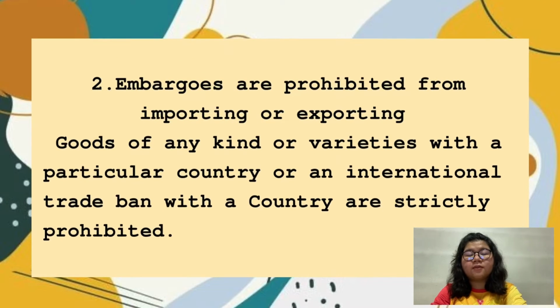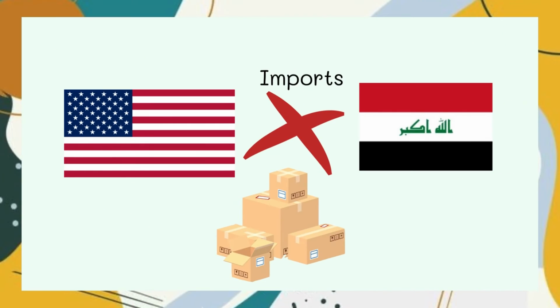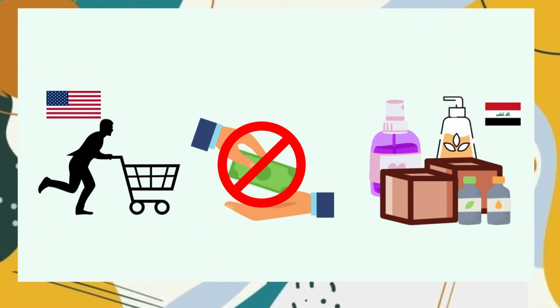Embargoes are prohibitions on the export or import of goods of any kind or variety with particular countries, or an international trade ban with a country. For example, if the US bans imports from Iraq, preventing Iraq from exporting goods to the US, the trade embargo restricts consumer options from having the opportunity to experience other countries' goods.